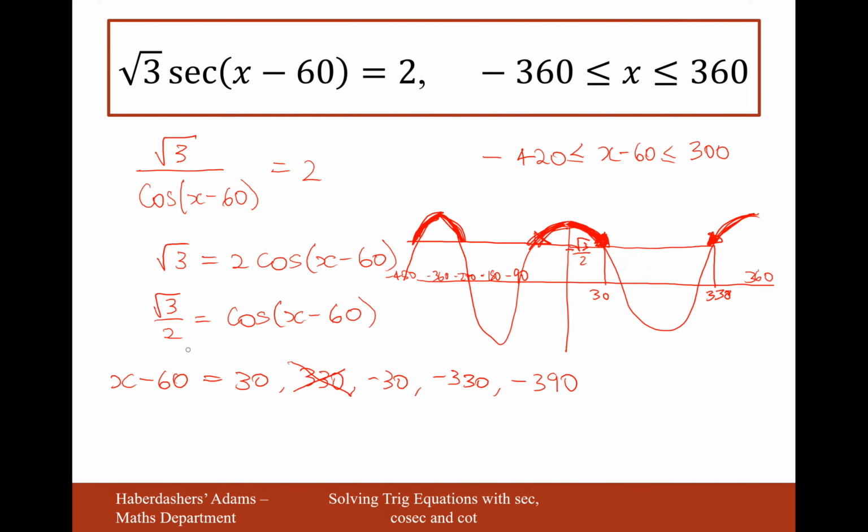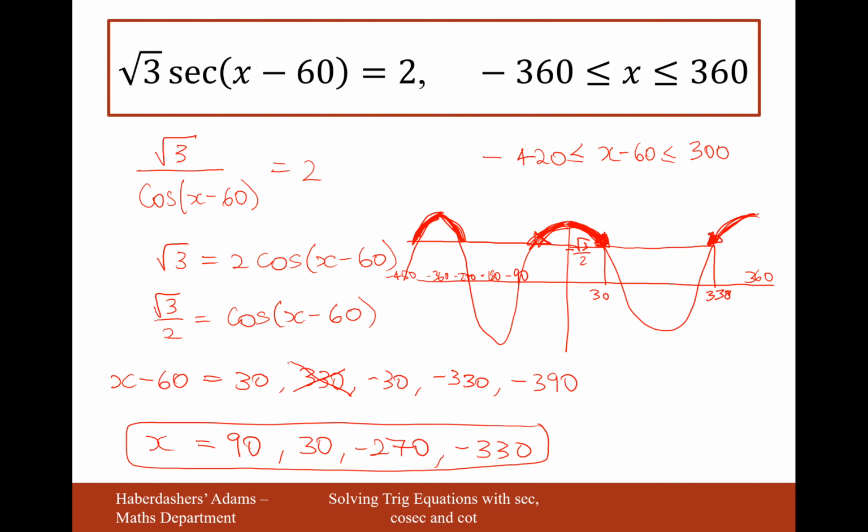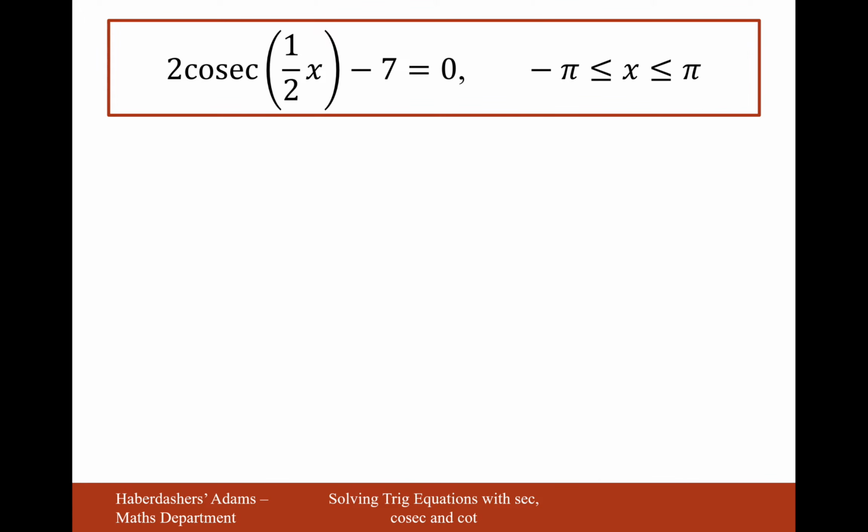And the last thing I'll need to do then is add 60 onto all of these answers. So add 60 onto 30, I get 90. Add 60 onto minus 30 and I'll get 30. Add 60 onto minus 360, I'll get minus 270. Add 60 onto minus 390 and I'll get minus 330. And there we are. That's the answer to this question here. Let's move on to the next one.